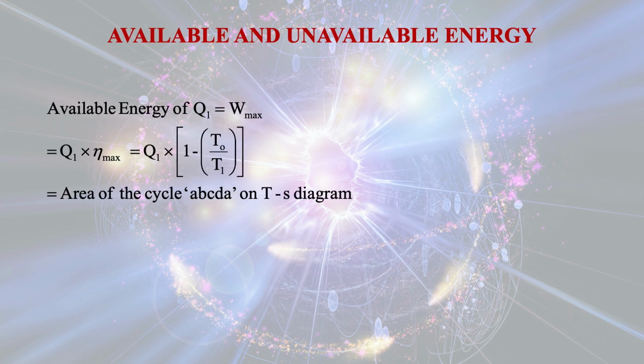Now available energy of Q1, that is W max, is equal to Q1 into efficiency, that is eta max. The efficiency of a reversible engine, we know, is equal to 1 minus T0 by T1, where T0 is the temperature of the sink and T1 is the temperature of the source. So that is nothing but the area of the cycle ABCDA on the TS diagram.